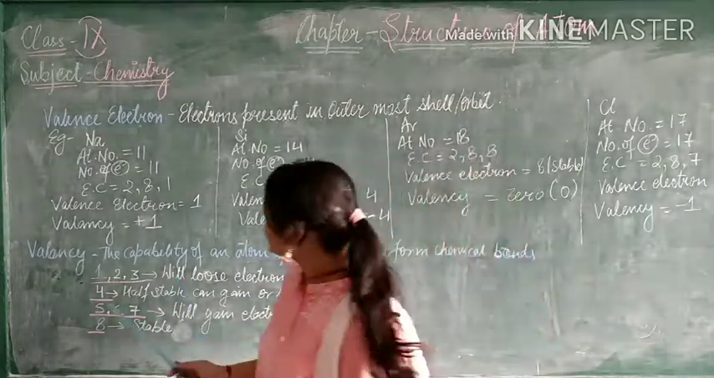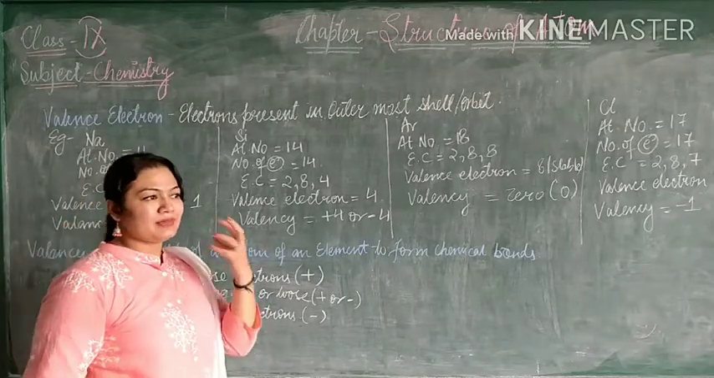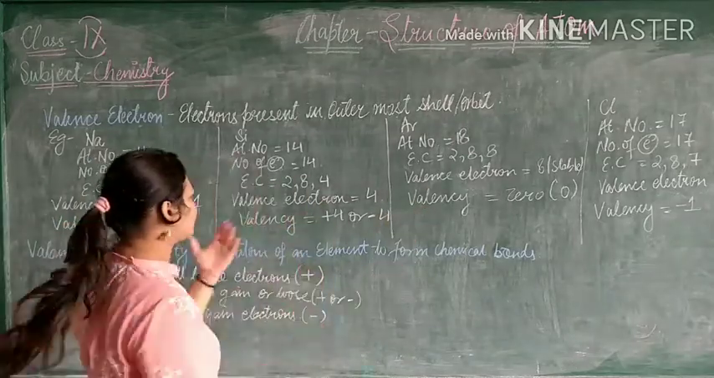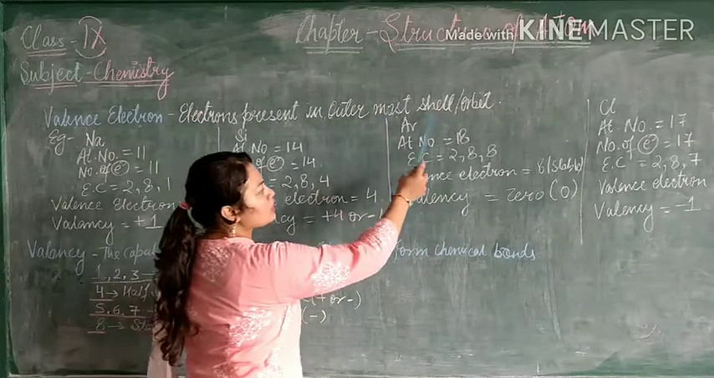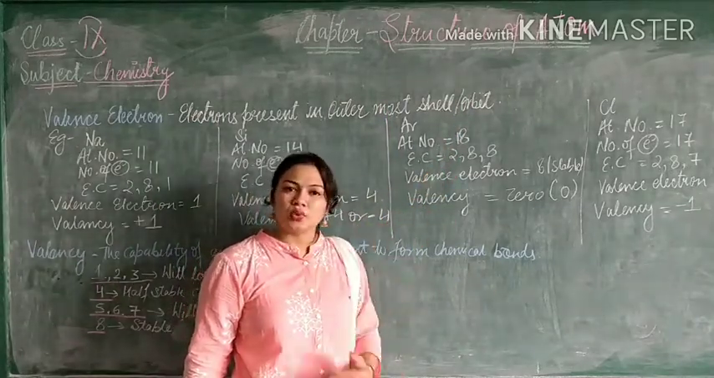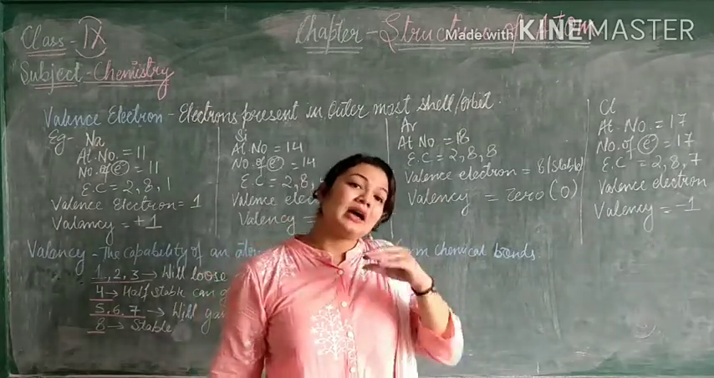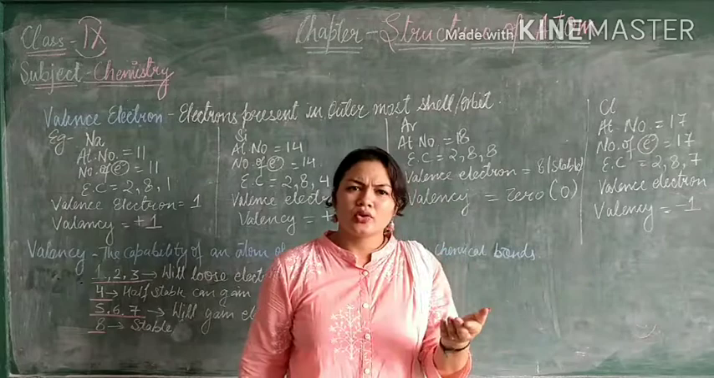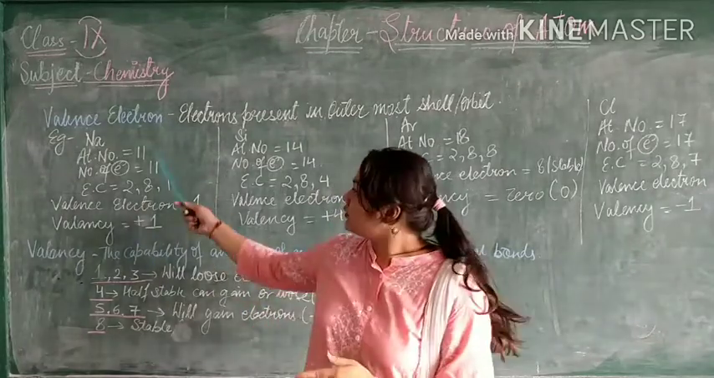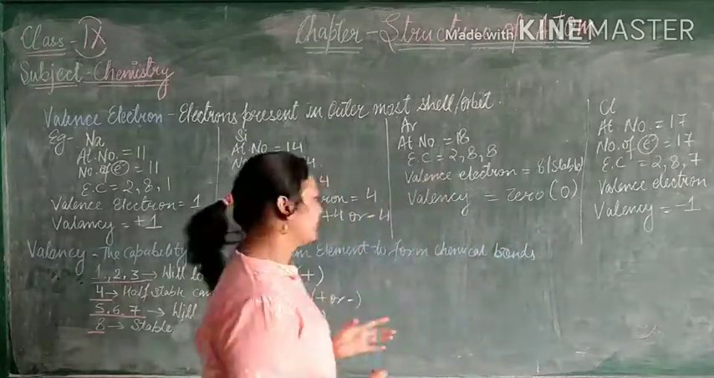Okay, so let's start. Valence electron. What is the valence electron? Valence means outer shell. Valence electrons are the electrons present in the outermost shell or orbit. Whatever the number of electrons, whether it is 8, 1 or 2, the electrons present in the outermost shell, or orbit as we call it, are called valence electrons of that atom.